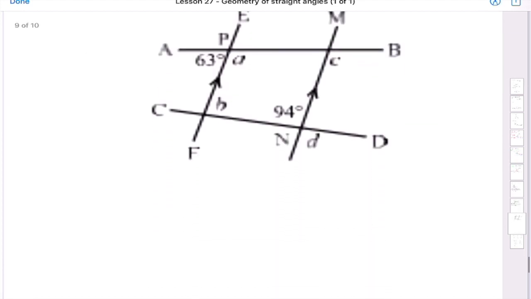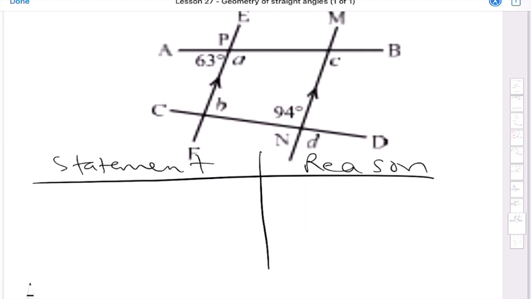What about this one here? Starting with A, do you see that A and 63 are sitting on the line AB? So those are adjacent angles on a straight line, which means they add up to 180. So A plus 63 degrees must give us 180 degrees. Reason, these are adjacent angles on a line.